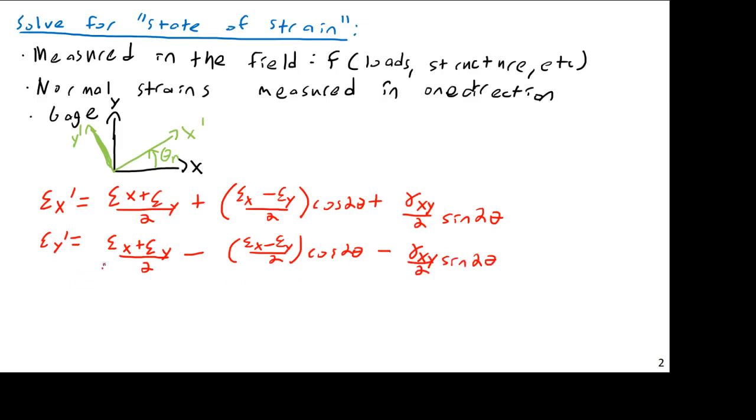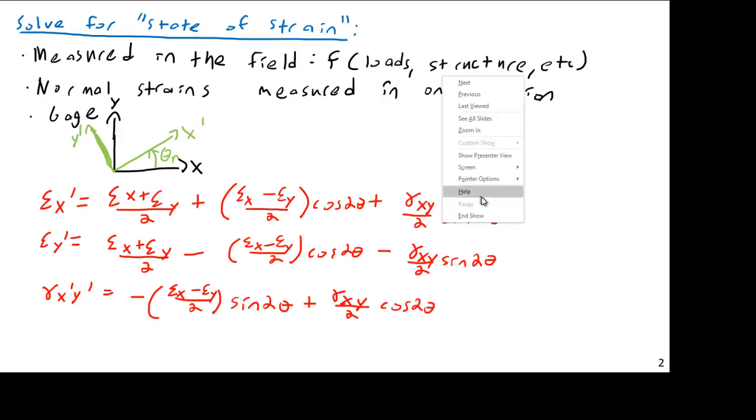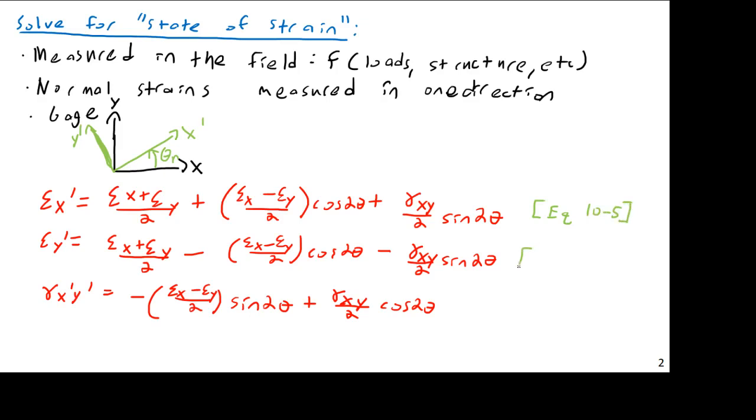And finally, gamma x prime y prime is equal to negative epsilon x minus epsilon y over 2 times the sine of 2 theta, plus gamma xy over 2 times the cosine of 2 theta. And these are found in the textbook. The equation numbers are: this is equation 10-5, this is equation 10-7, and this is equation 10-6.